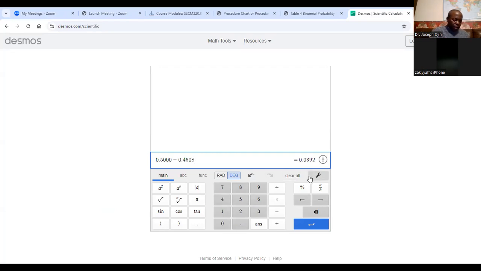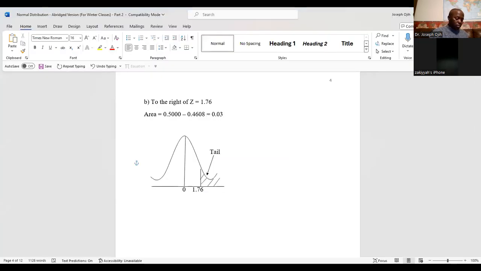0.0392. Let me write this down. 0.5 minus 0.4608 is 0.0392. So let's put it here: 0.0392. See, that gives us the area we're looking for. Again, any question on this? Okay, good. No question.